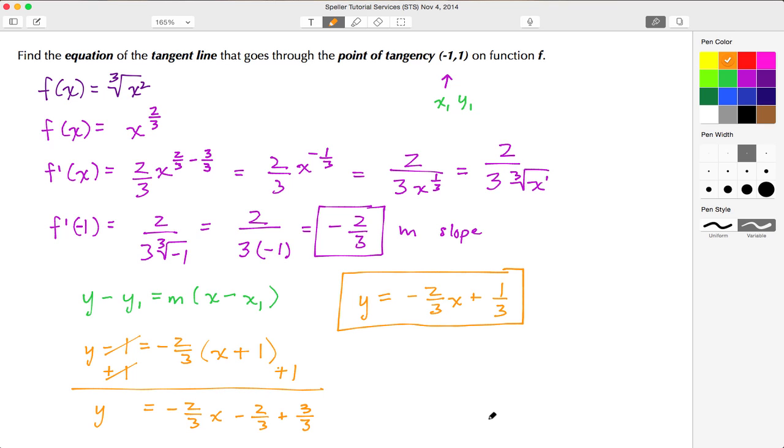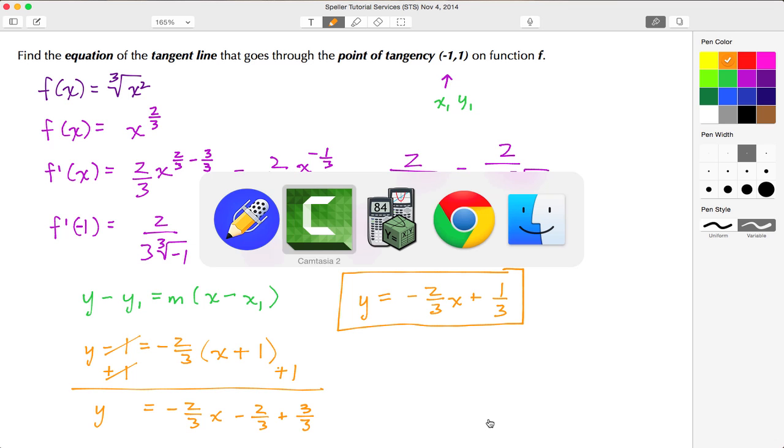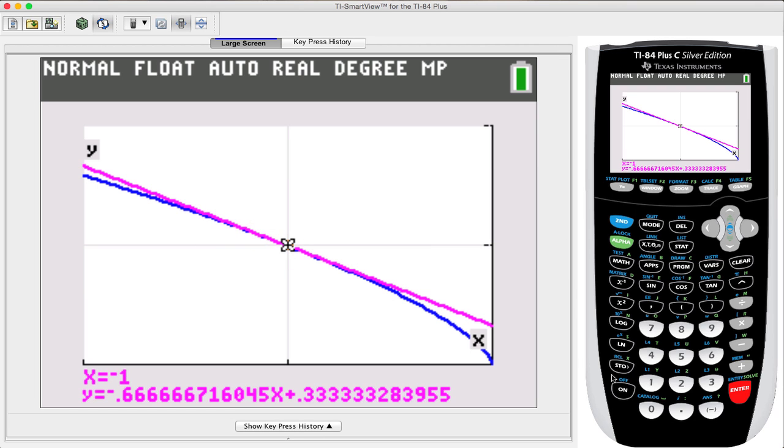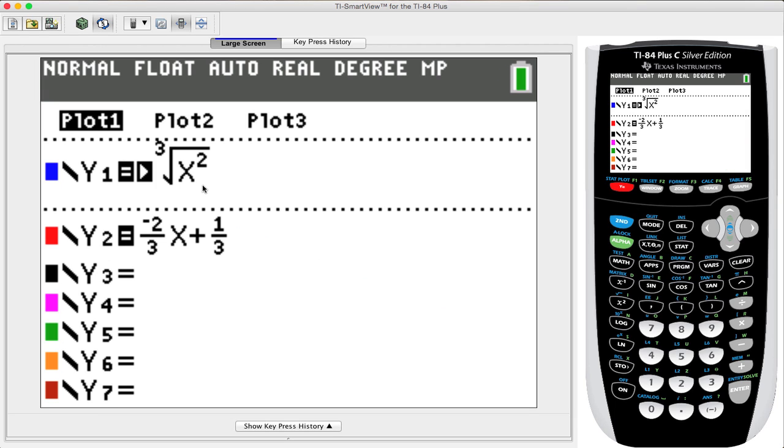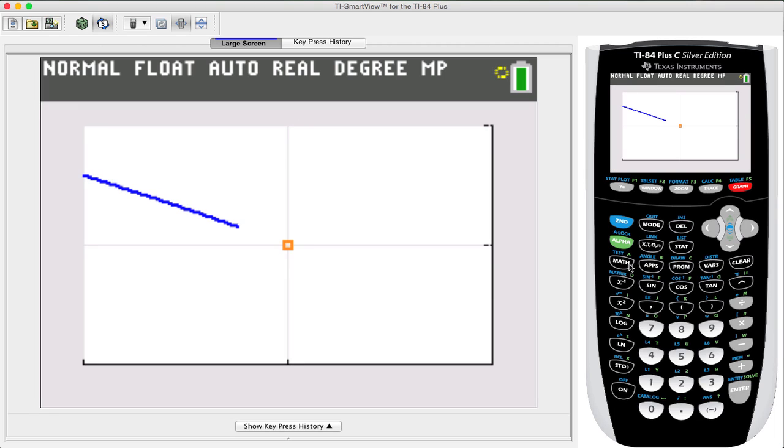What I'd like to do now is to verify these analytical results with the graphing calculator. So let's move to the calculator, and actually let me just go back to y equals, and we see that I already have the original function in place, and I also have the equation for the tangent line in place. What I want to do now is go back and graph so we can take a look at what that looks like.